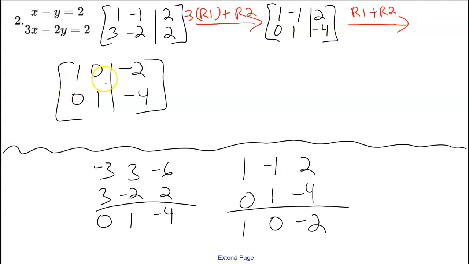So now I've got 1, 0, and -2. And in this row right here, I just rewrote it the same. So I placed this new row in the top, and now I've got 1 and 0, 0 and 1, and my answer is going to be -2 and -4. So x is -2 and y is -4.